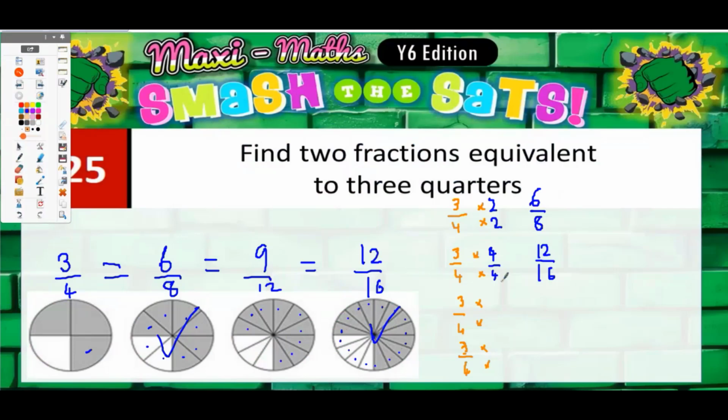You could pick a random number. You could say like 20, times both by 20. 3 times 20 is 60. 4 times 20 is 80. So 60 80ths would be correct.